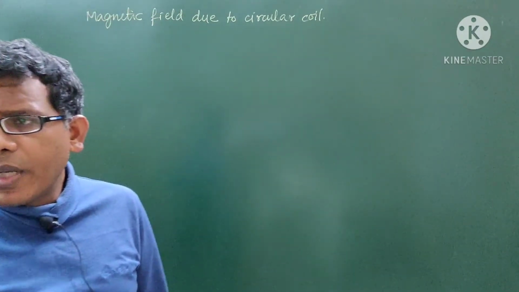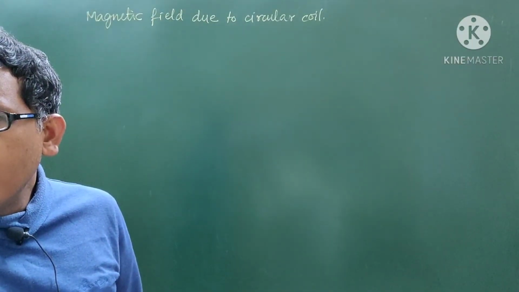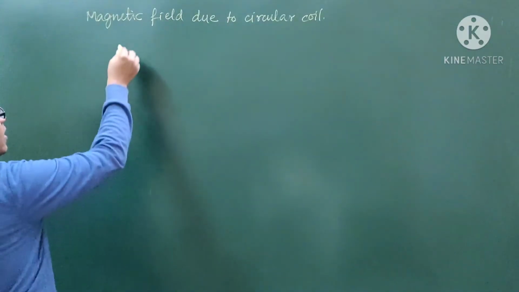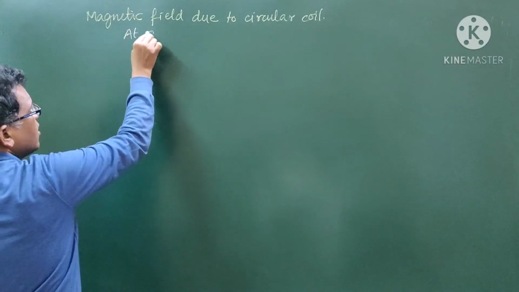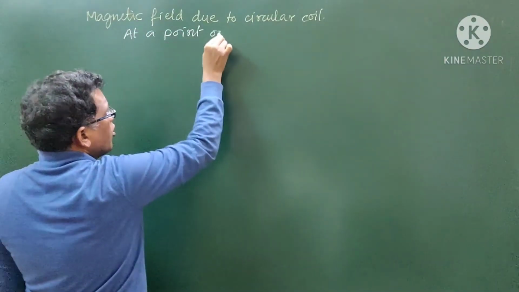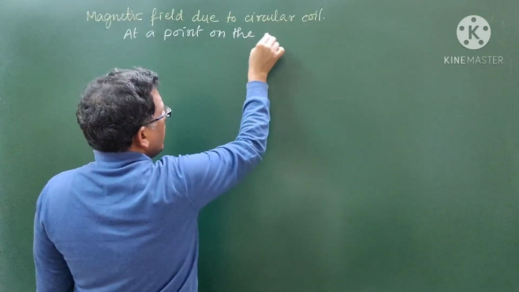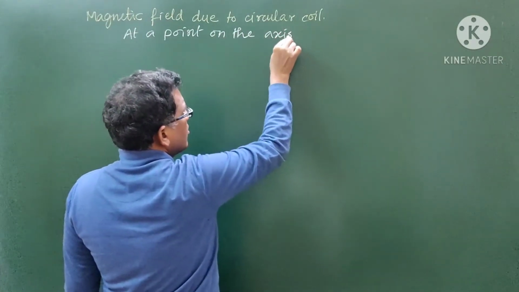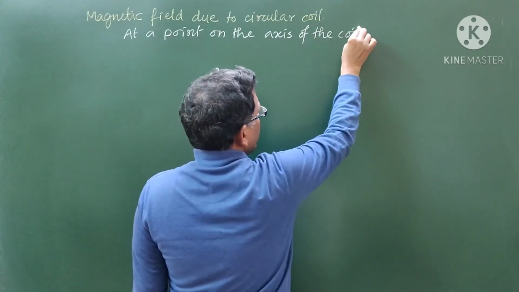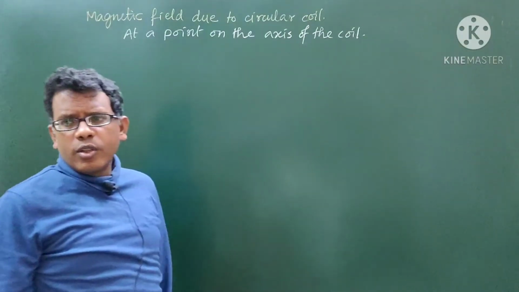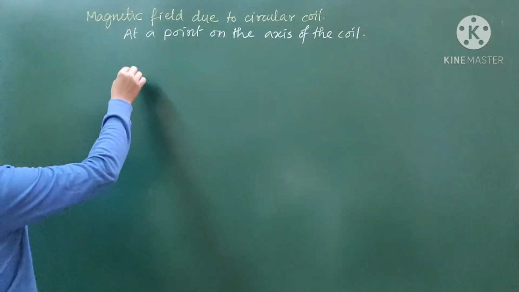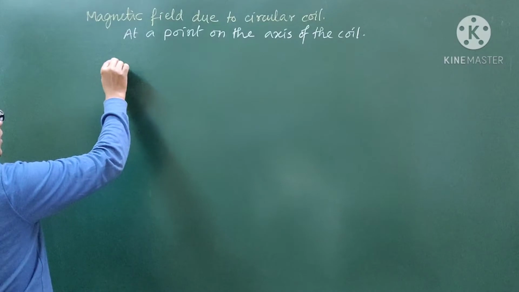Today we will start with the magnetic field discussion due to circular coil, but first we will discuss it at a point on the axis of the coil, right? We will discuss the magnetic field at a point on the axis of the circular coil. So that means it will be a three-dimensional geometry.